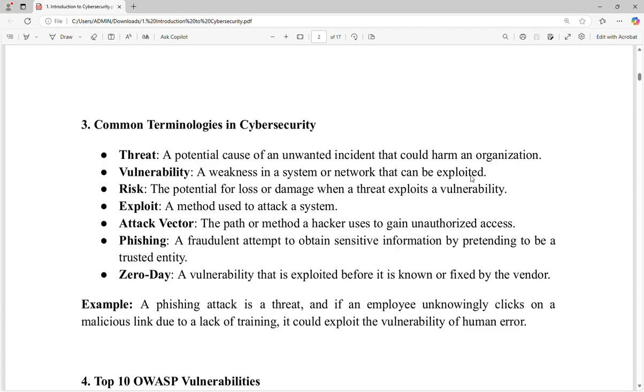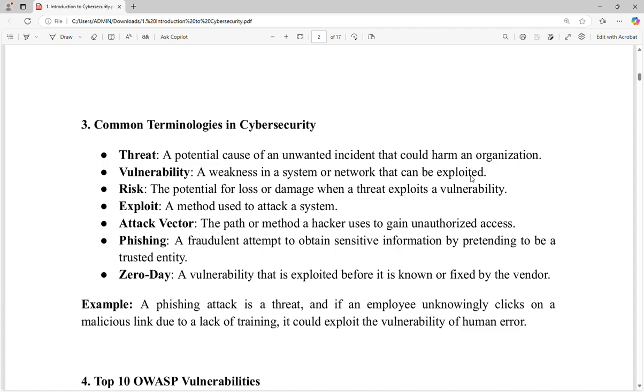And we also have vulnerability. A vulnerability is a weakness, a loophole in a system or network that can be exploited by a threat actor, a hacker. It's a weakness or loophole in software, in a network, in a system, or in storage devices that can cause damage and that a threat actor can exploit. And we also have risk.